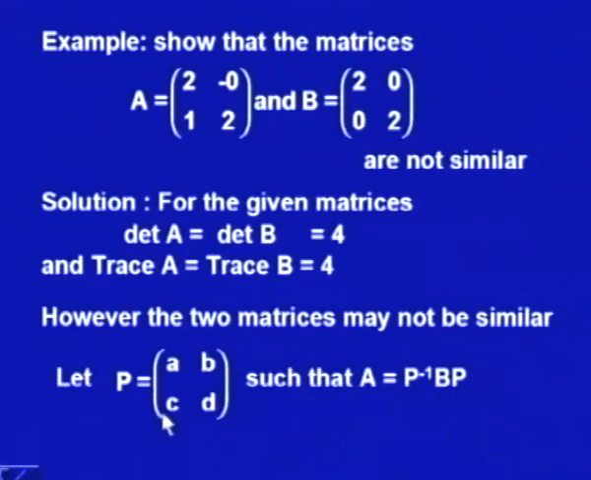So let us say there exists some P for which this is possible. So if we can find out a, b, c, d in such a manner, making P invertible, then we say that A and B are similar. If we cannot, then of course A and B will not be similar.